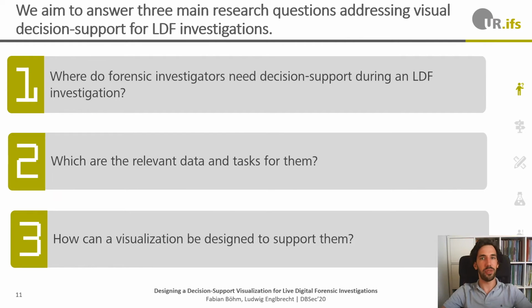This leads us to three main research questions which we address in this work. First, we need to understand better where, in terms of process steps, forensic investigators need decision support. Then we need to break this down to their actual tasks and the relevant data. And finally, we have to answer the question of how an actual visual decision support system for these analyses can be designed.